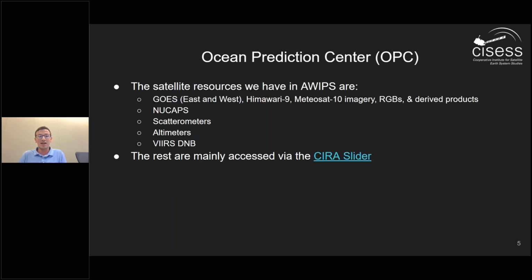So in AWIPS right now, we do have a lot of satellite imagery, all full disks coming in from GOES and Himawari, as well as Meteosat 10. We also have several RGBs for each of those satellites and GOES-derived products. We also have some polar orbiting satellite new caps from NOAA 20, NOAA 21, and METOP-C, scatterometers and altimeters, which I'll get into, and the VIIRS day-night band, where most of these experimental products are accessed via the Cirrus slider. Next slide.